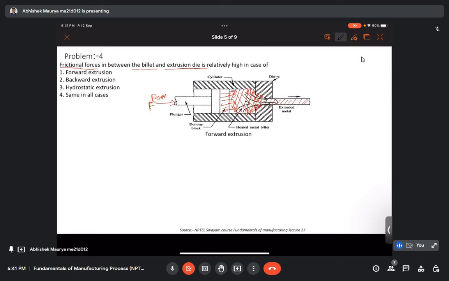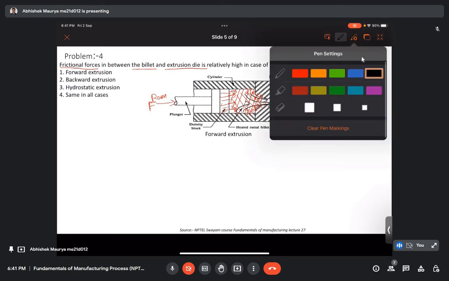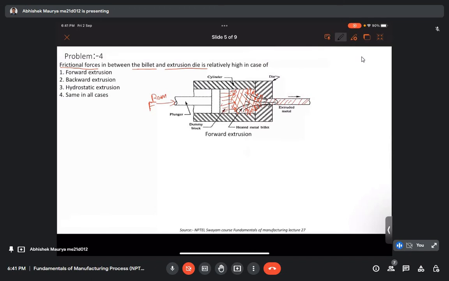And now let's look at what are the regions where frictional forces are acting. We know frictional forces act on the surfaces where relative motion is taking place. So that kind of surfaces are like here in this region.